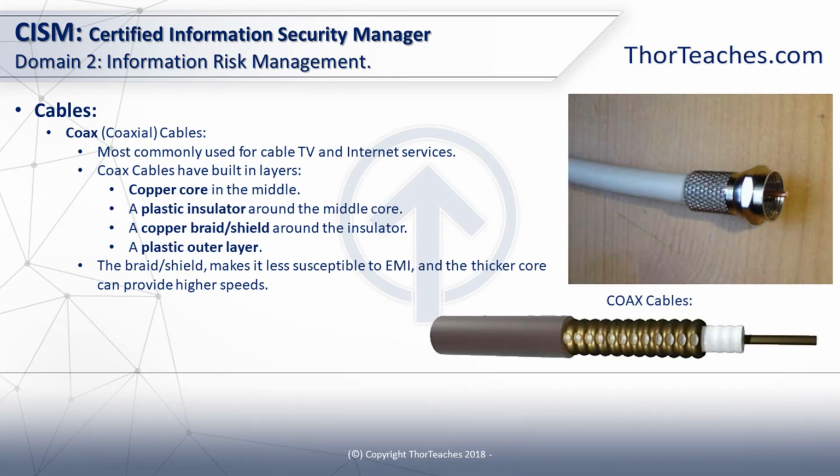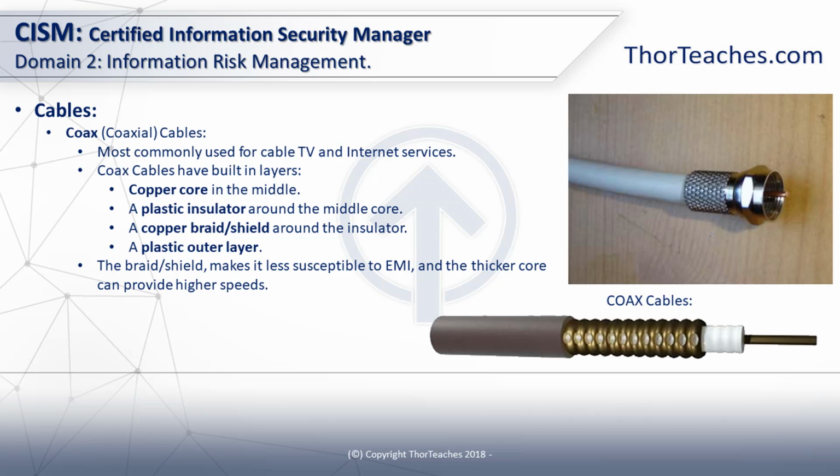They're most commonly used for cable TV or internet services. We'll have a couple of pictures of them over here on the right. Coax cables are built in layers. The inner copper core is where the data is transferred. Around the copper core is a plastic insulator, and then around that again is a copper shield or a copper braid to protect from EMI. And then finally we have an outer plastic layer, and that's the cable you'd see.